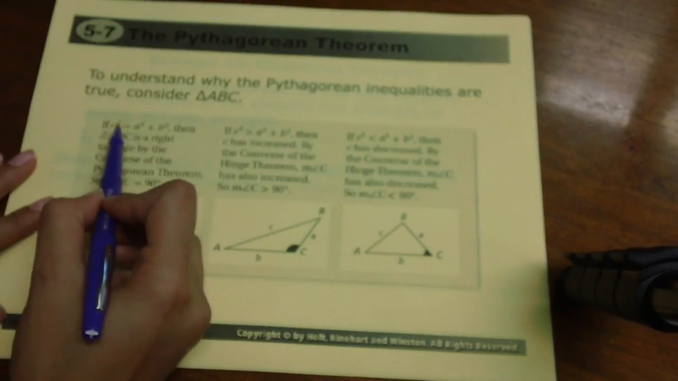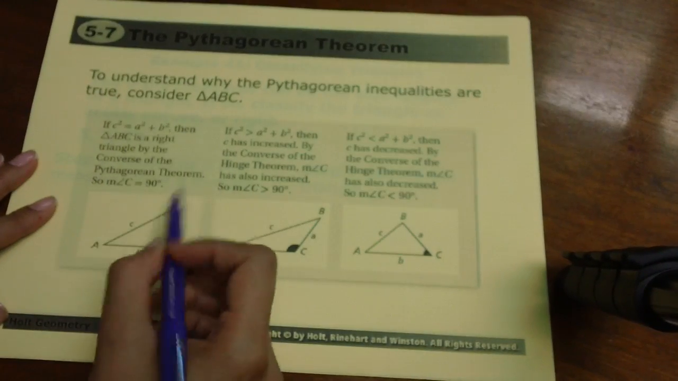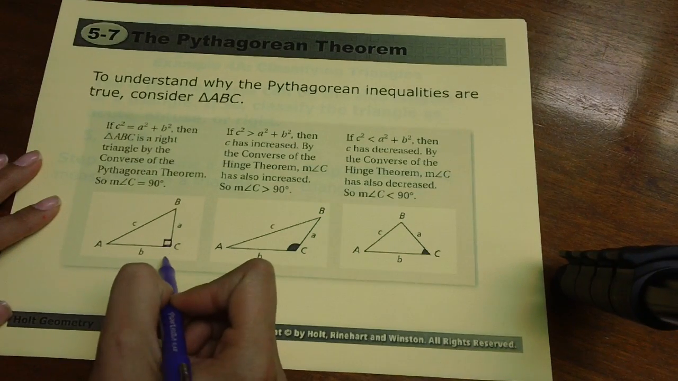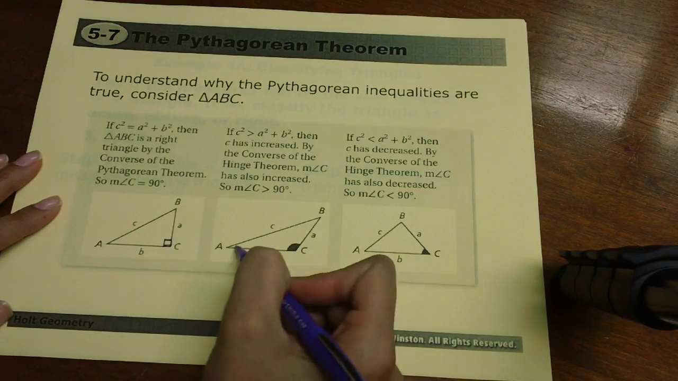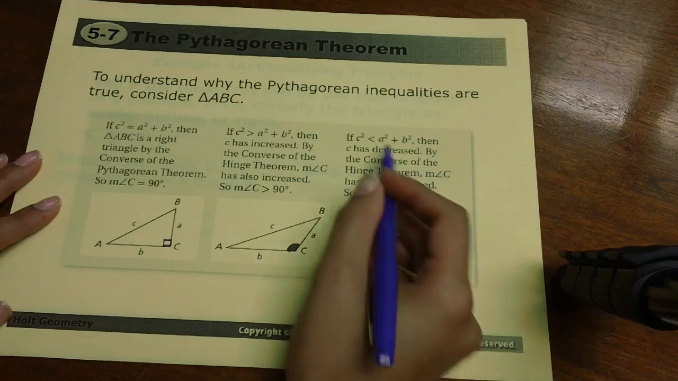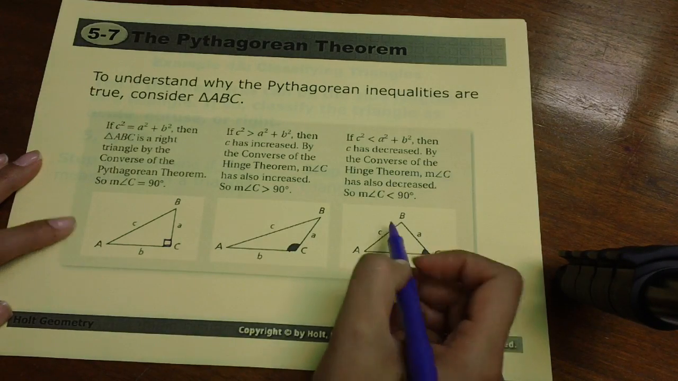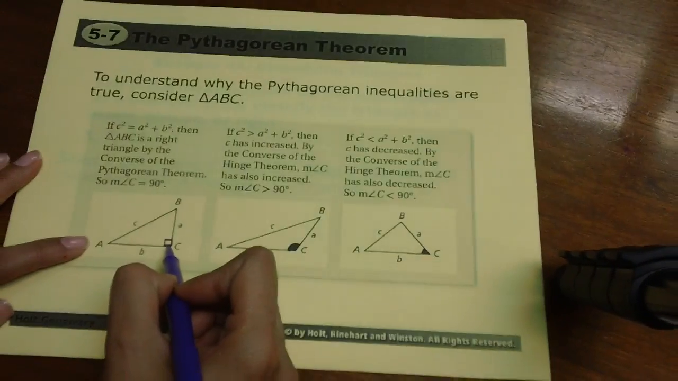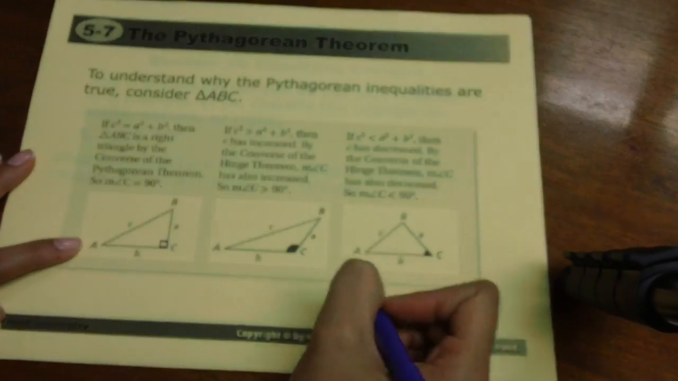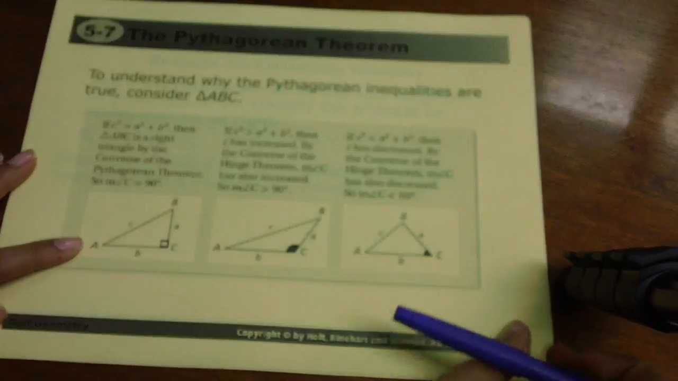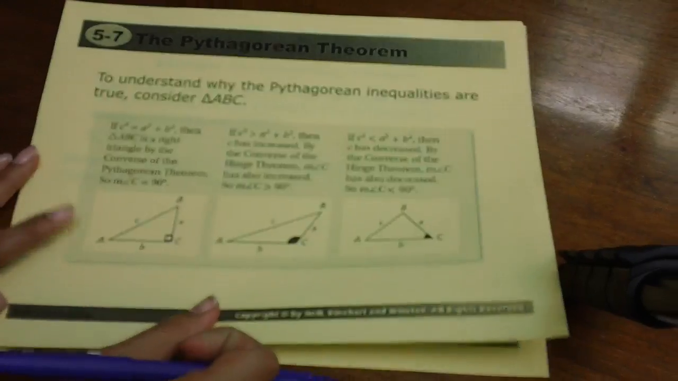So this says if c squared is equal to a squared plus b squared, then it's 90, which is the Pythagorean theorem. If c is bigger, then it's obtuse. If c is smaller, then it's acute. 90 means it's equal, obtuse means it's greater, acute means it's less. That's also something you have to memorize.